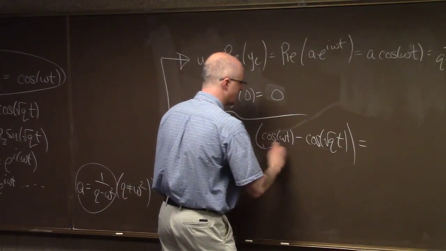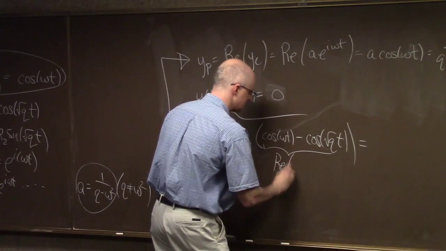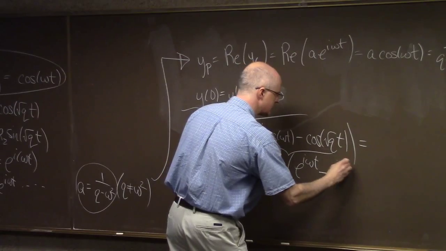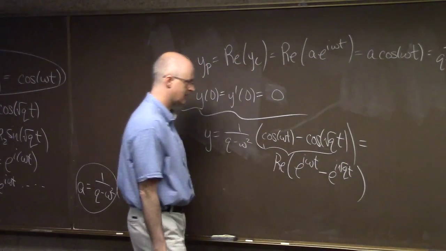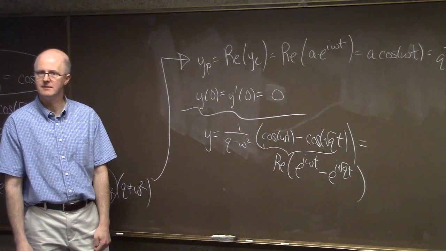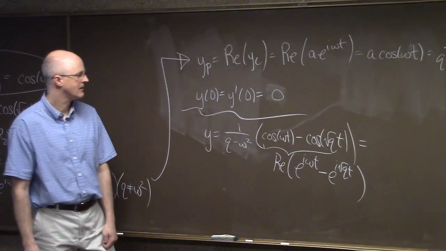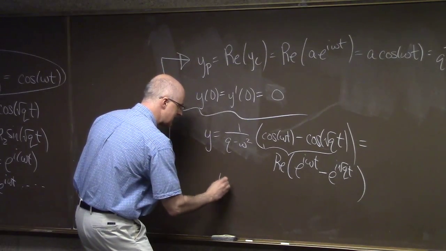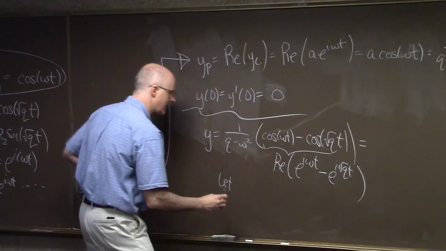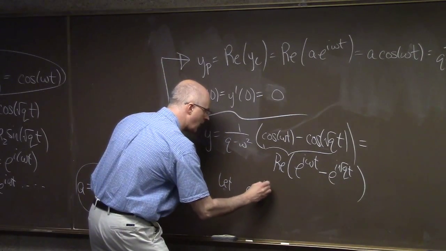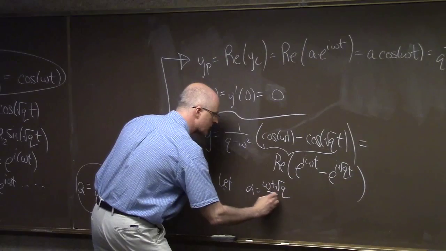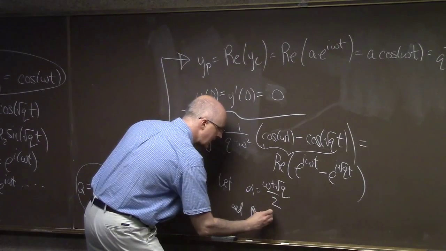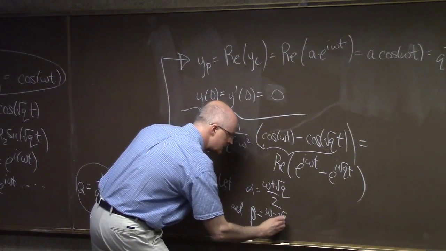Recognize that this is the real part of the difference of two complex exponentials that look like this. The real part of that by Euler's formula. And then do this trick, which is a pretty handy trick. Let alpha equal omega plus square root of q over 2, and beta be omega minus square root of q over 2.